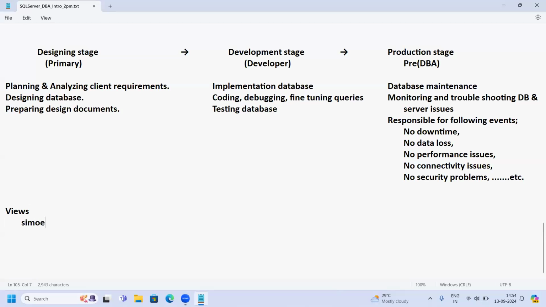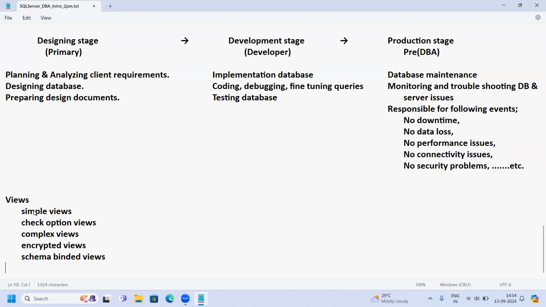Views may be simple views, check option views, complex views, encrypted views, and schema-bound views. These are all the types of views you have. Okay, is this clear what I said to you?